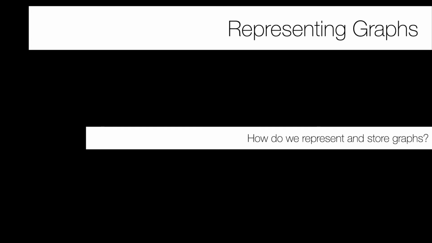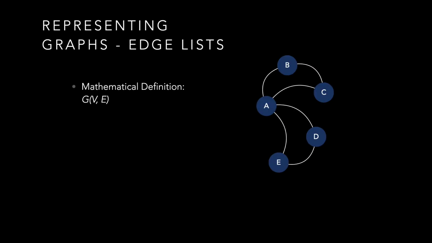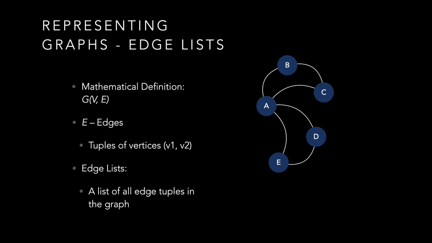So how do we represent and store graphs? Now that we've talked about this idea of having a graph that is composed of vertices and edges, how do we represent this? Because we're going to have to do some processing here. As I mentioned, we have our edges, which are sets of tuples of vertices. Well, the most straightforward way is to talk about this in terms of edge lists. You could think of it as a CSV or an Excel spreadsheet or just a text file. It has a list of all the edges in the graph.